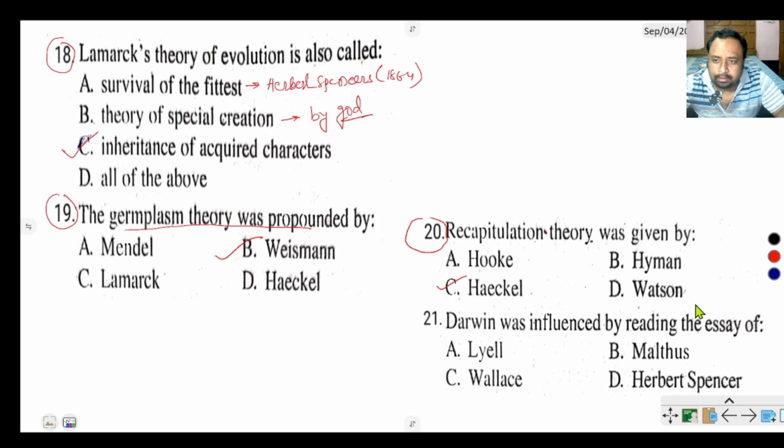Watson and Crick: double helical structure of DNA. Robert Hooke: first dead cell. Question number 21 says Darwin was influenced by reading the essay of Malthus. Malthus is an economist and Wallace is a naturalist.